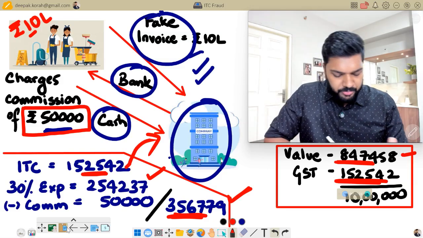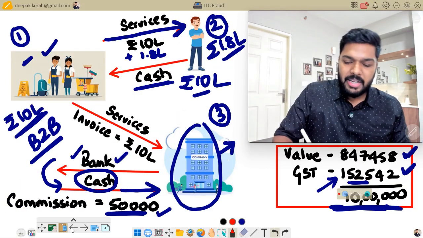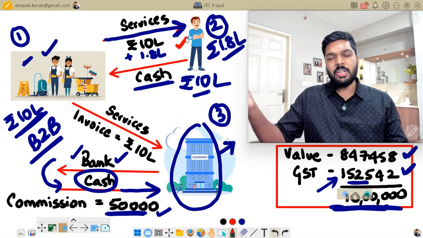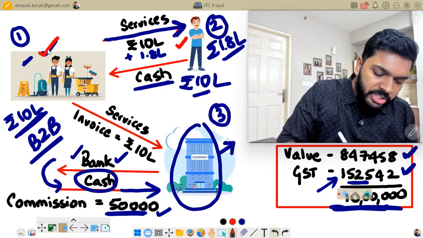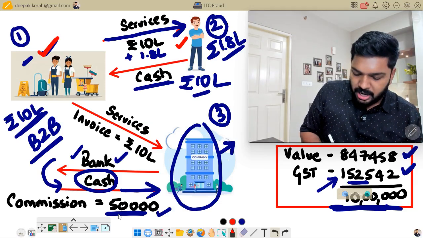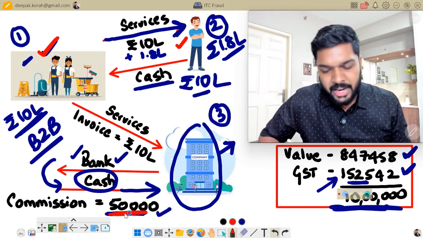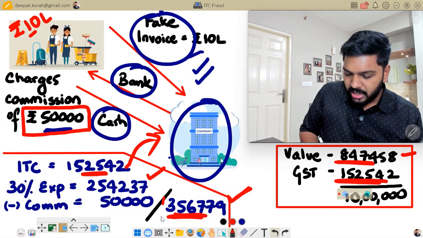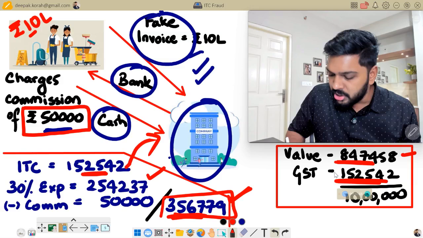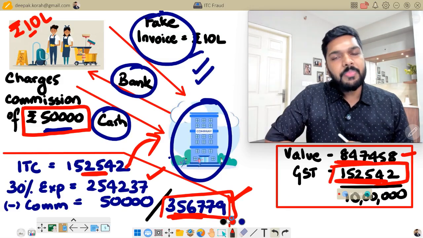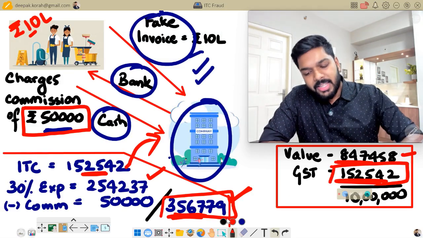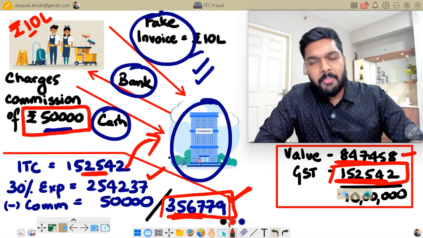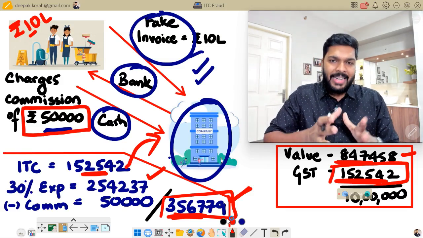Now, in this way, all three people are happy. You have the individual happy because he's saving GST of 1.8 lakhs. You have the housekeeping agency happy because he gets a commission under the table of 50,000 rupees in cash. You have the company extremely happy because it gets an overall savings of 3.56 lakhs, which includes the GST input tax credit of 1.52 lakhs. This is how a basic common mechanism of ITC fraud takes place.